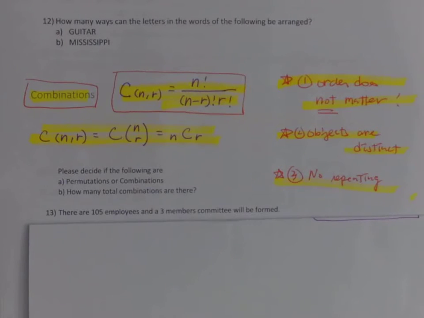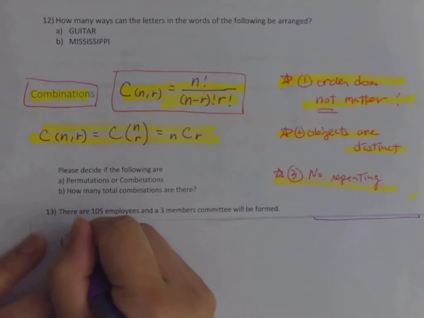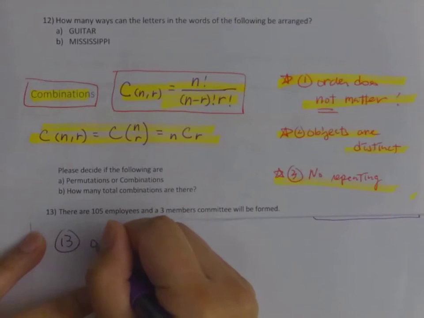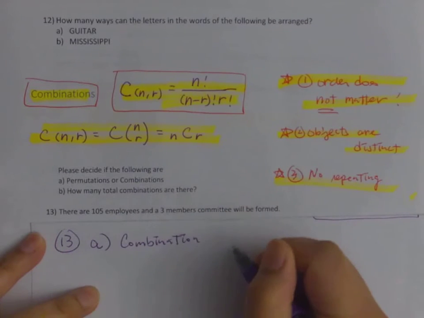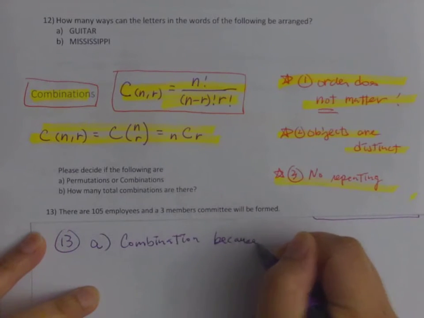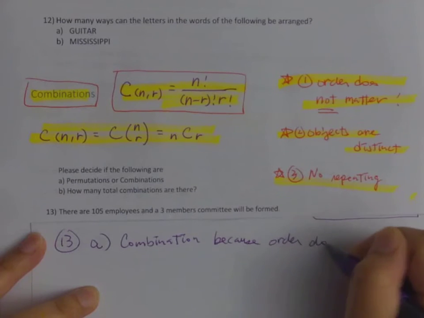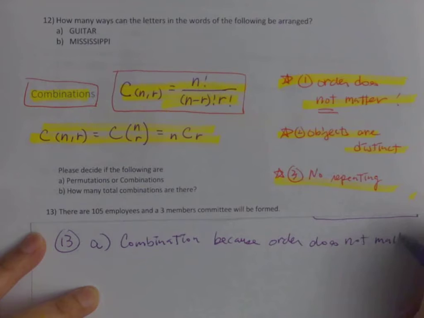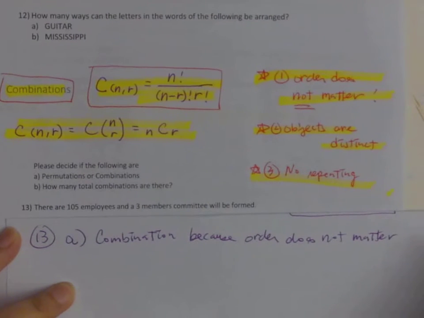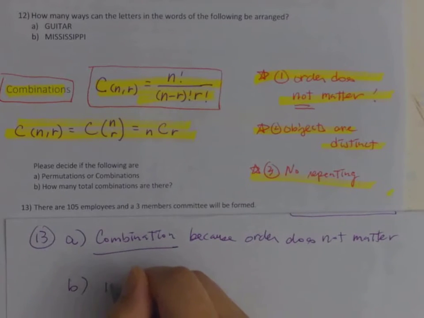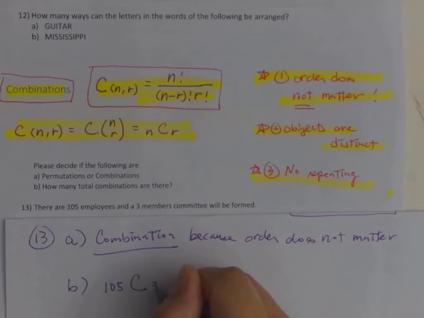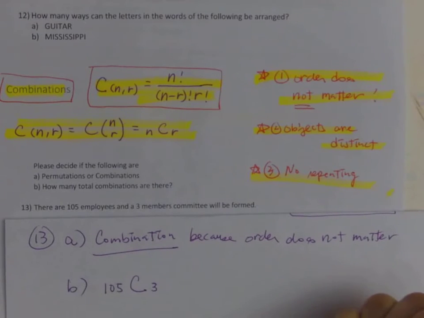So we have how many to choose from? We have 105 and we need to pick 3 of them. So for number 13, part A, this is a combination problem because order does not matter. You pick 3 people at a time, they don't have specific jobs, etc. Okay, so this is combination. For part B, we're going to do 105 choose 3. I'll do it like what your calculator would do.